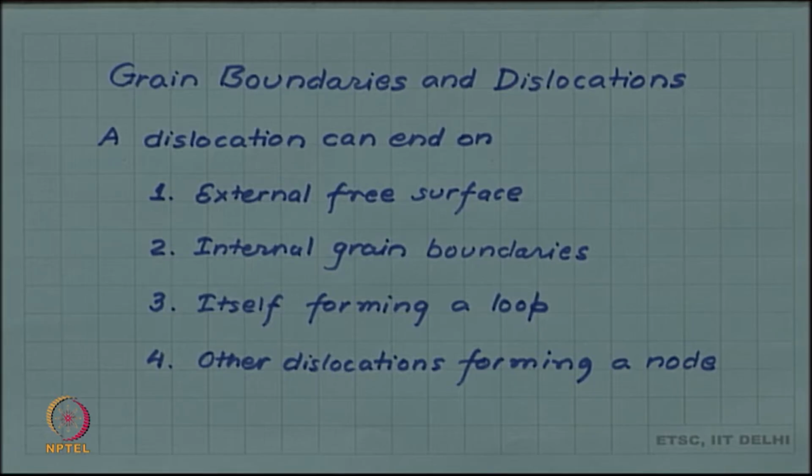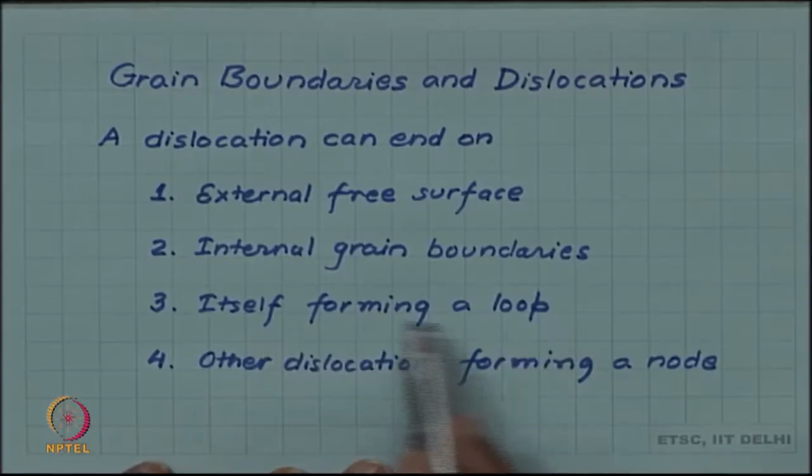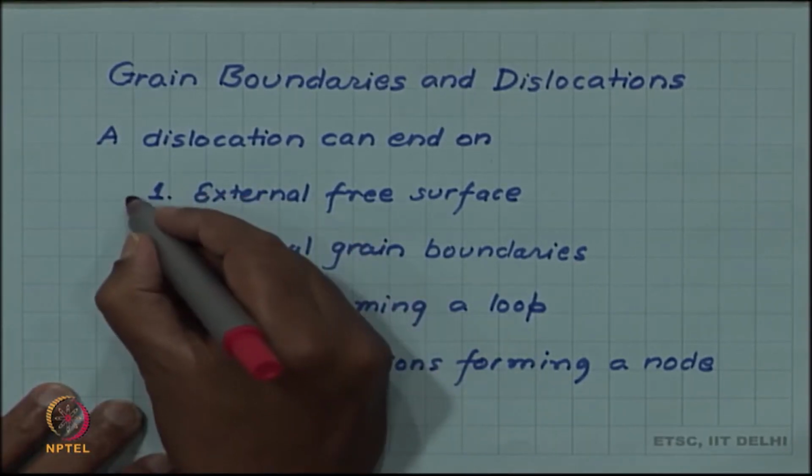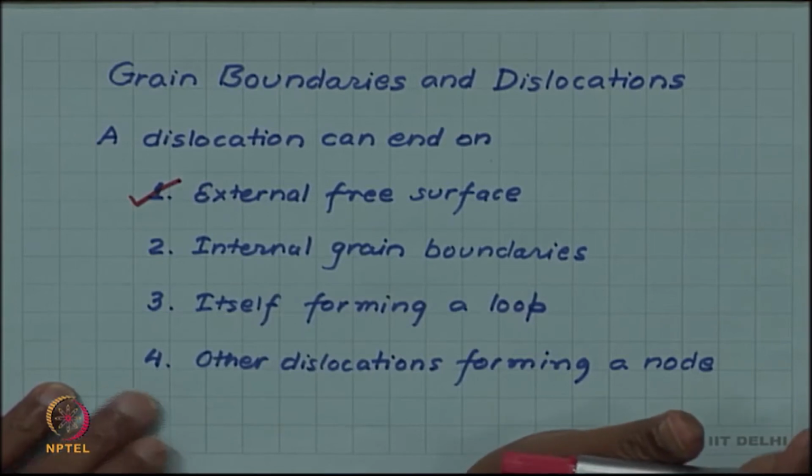So, we will discuss grain boundaries and dislocations. In the last video, we saw that a dislocation line cannot end abruptly inside a crystal, but it can do one of these things. It can end on an external free surface, or it can end on internal grain boundaries, or it can end on itself forming a loop, or it can end on other dislocations forming a node. We have already discussed the external free surface in the last video.